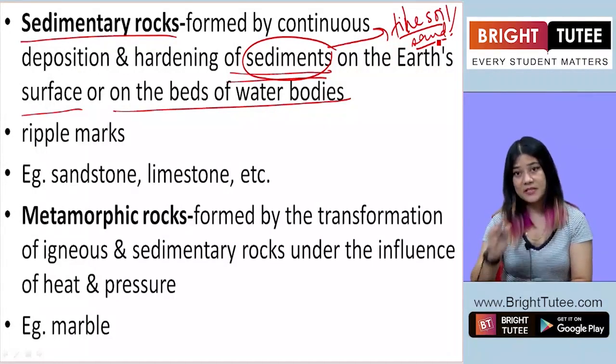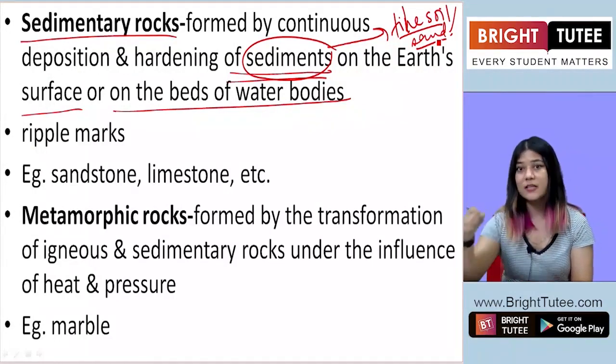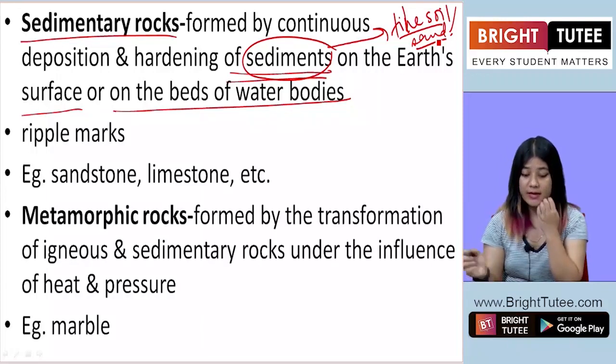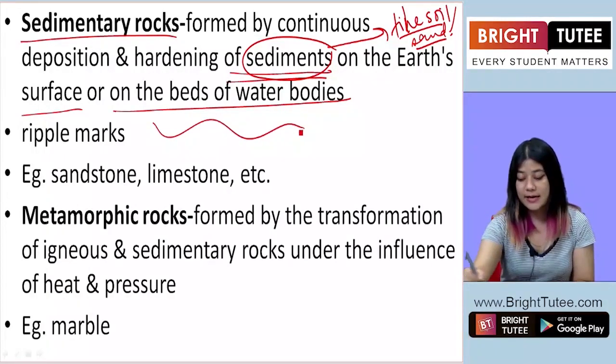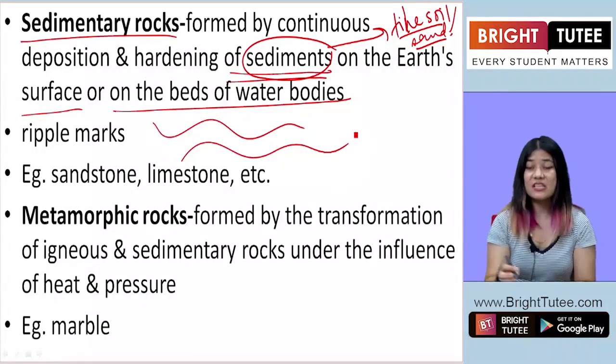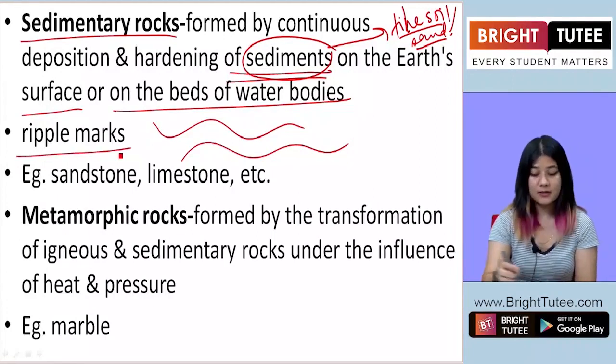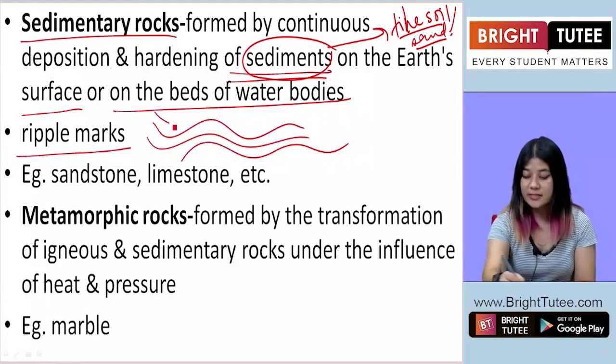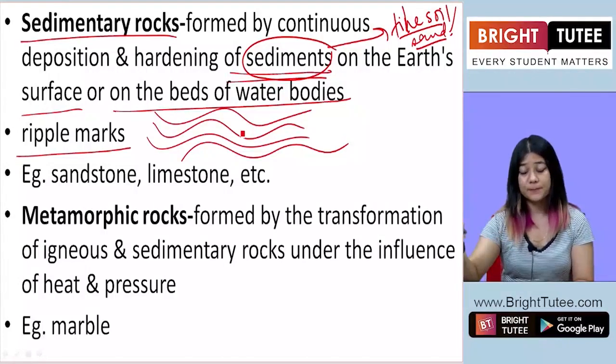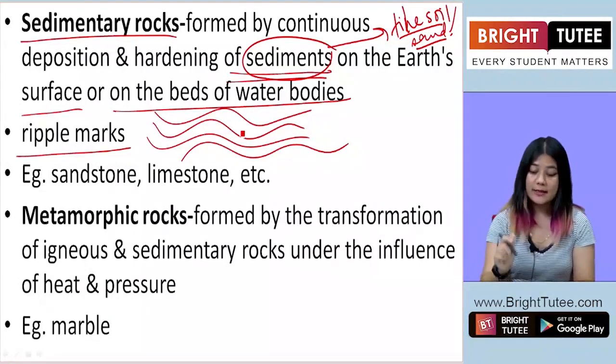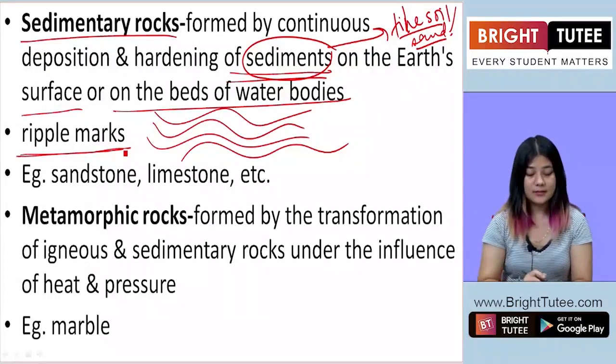Now, many times these rocks also have marks of flowing water. They are marks like this. These are called ripple marks, as they are deposited by the river or the glacier. So, these watermarks of flowing rivers are impressed on it, and those are called ripple marks.